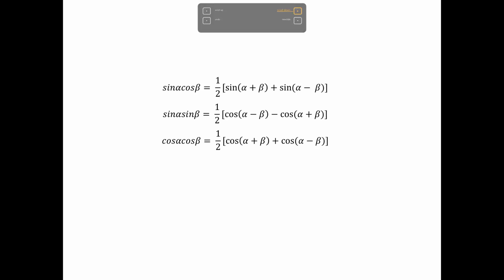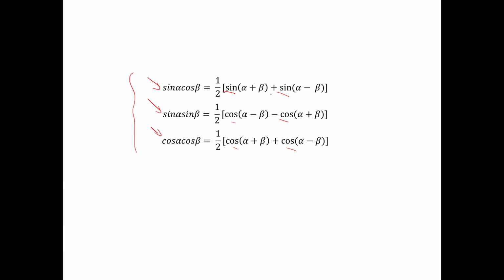Here it is. Sine alpha cosine beta equals 1/2 times sine alpha plus beta plus sine alpha minus beta. So there are three problem types: sine cosine, sine sine, and cosine cosine. Okay. We just want to be careful about what's following, sine or cosine, and what's the plus or minus here. Okay. Not difficult, but need to be careful.